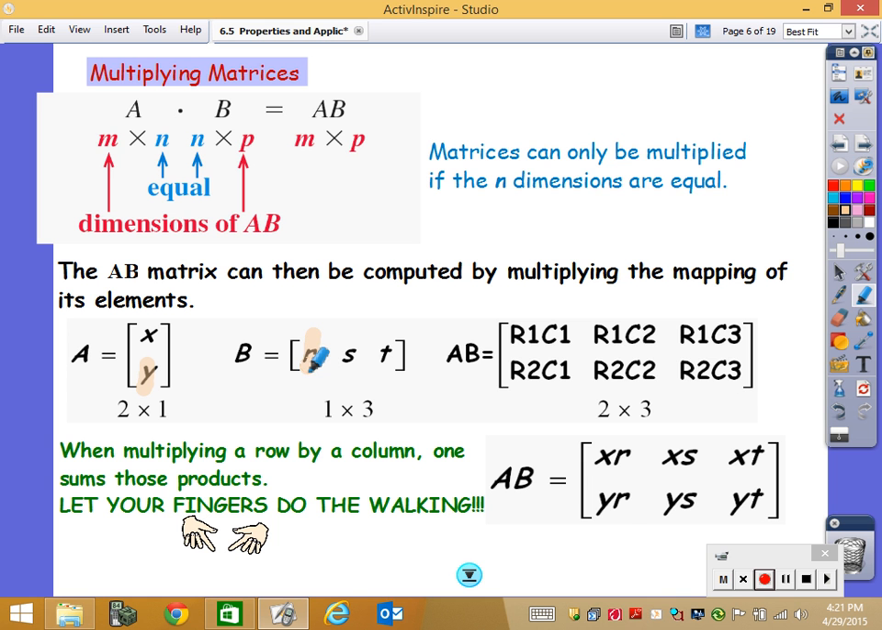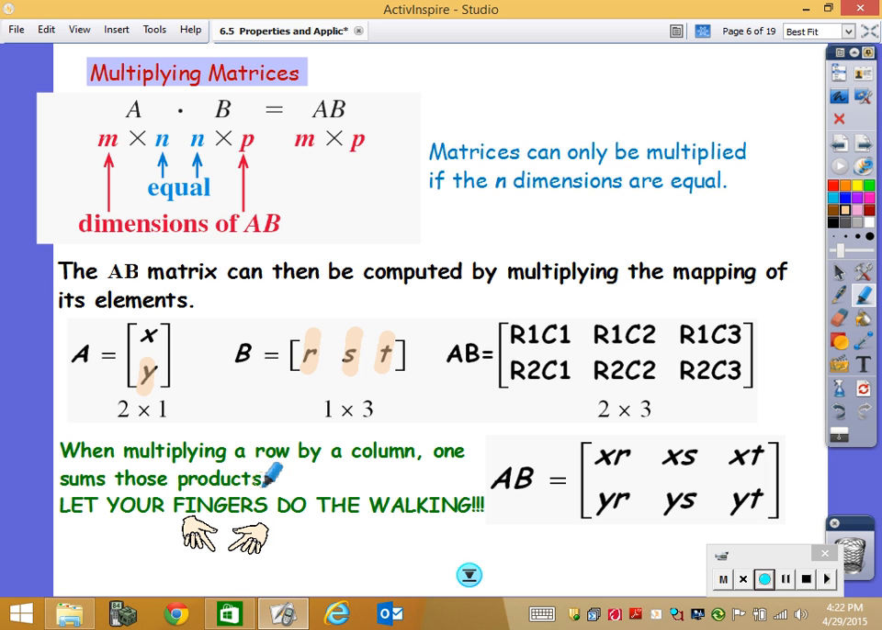By column 1, YR. Row 2 by column 2, YS. Row 2 by column 3, YT. Well, that's the easy one. But as we know, each row and each column can have more than one element. So if you have more elements, you're going to find it when you multiply a row by a column to sum all those products.